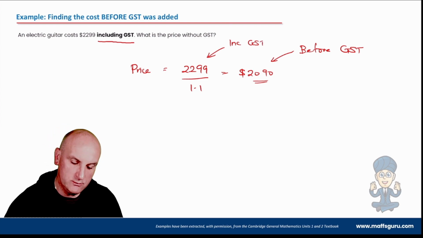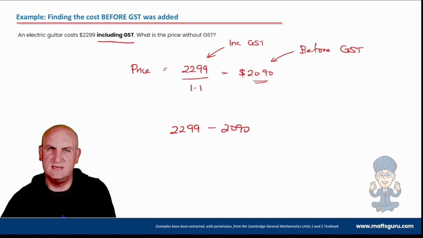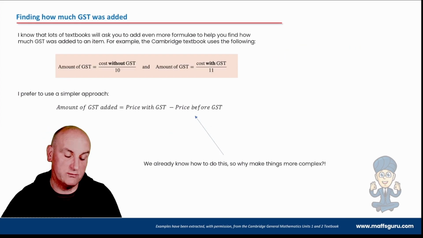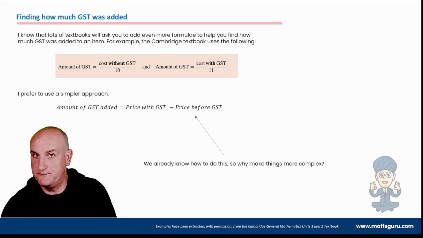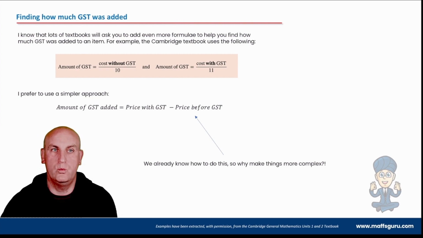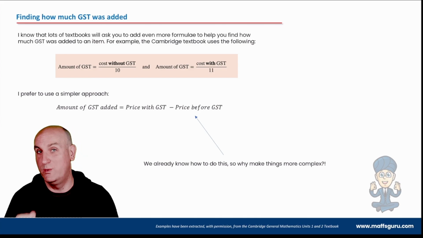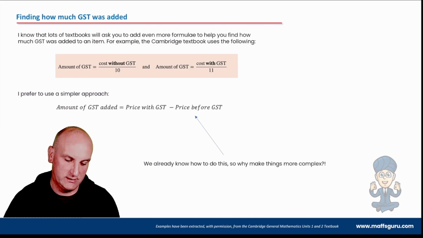Well, wouldn't I just do 2299 minus 2090? Wouldn't I do the price including GST minus the price before GST? Ah, yes, and that's pretty much what I'm saying here. Now, if you're following the Cambridge textbook, they actually have two more formulas, and I'm like, okay, I get that. There are ways of doing it, and if you want to, put that in your summary book and do it. I tend to think to myself is, why would I learn lots and lots of formulas when I can just learn one way of doing it? And if I can find the price before GST, and I know the price with GST, I just take them away, all right? And that's what I've put here.